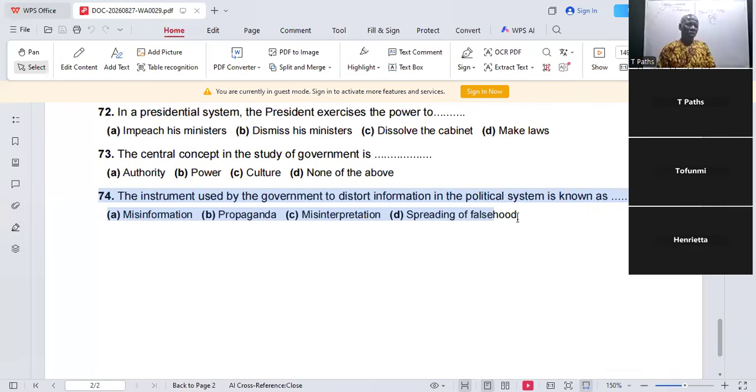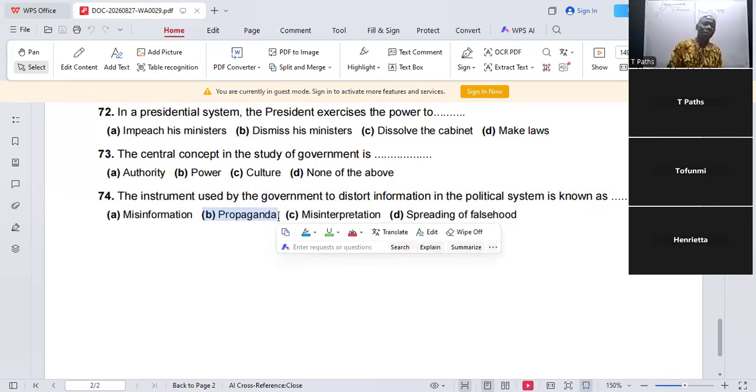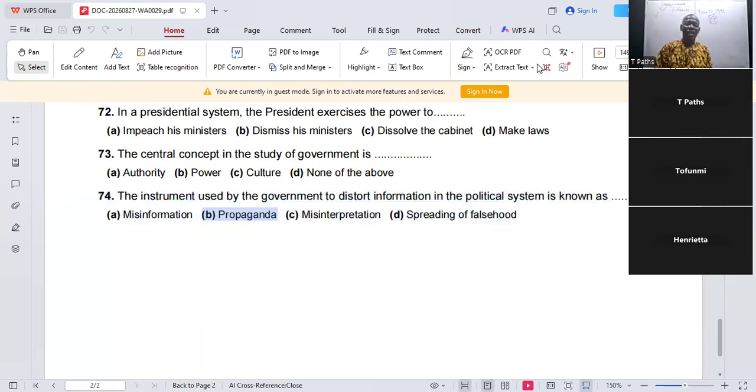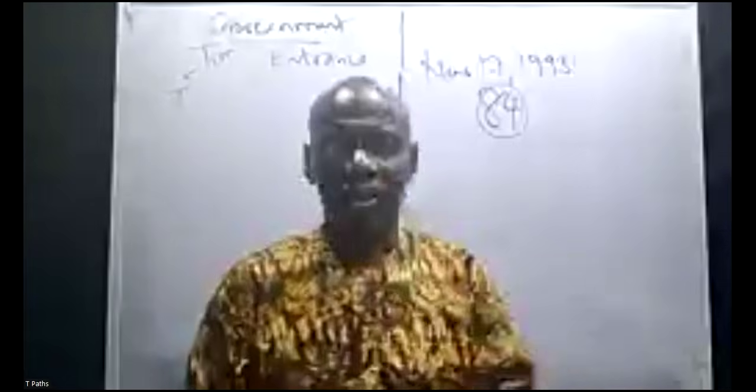Please take note. The last one: the instrument used by the government to distort information in the political system is known as dash. A, misinformation. B, propaganda. C, misinterpretation. D, spread of false promises. We all know that political parties, whenever they are holding their campaign or rally, will promise the electorate what they will never do. They will put in their manifesto, a program of action of a political party if it eventually wins an election. And what they are selling is what? Manifesto. Most of this is fallacious promises that they will never fulfill.